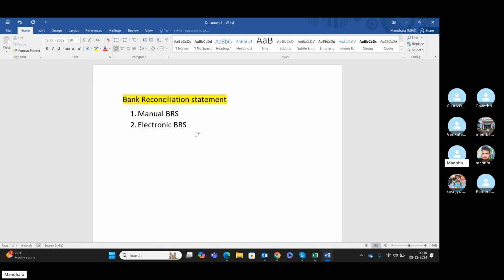First of all, we have to understand manual BRS: which logic is applied and how the system is performing manual BRS. After that, if you are thorough with this, we go through the electronic BRS. The same concept applies, only 50% of the changes are there in electronic BRS.